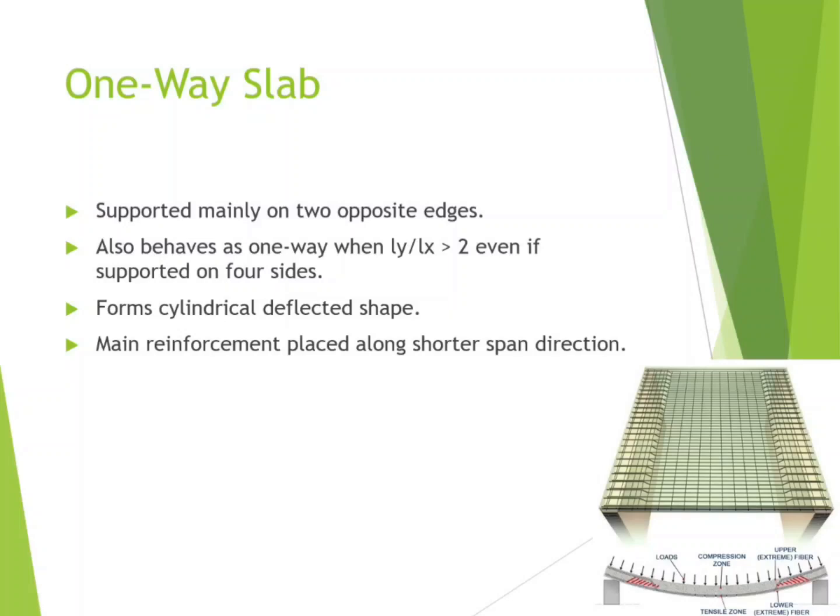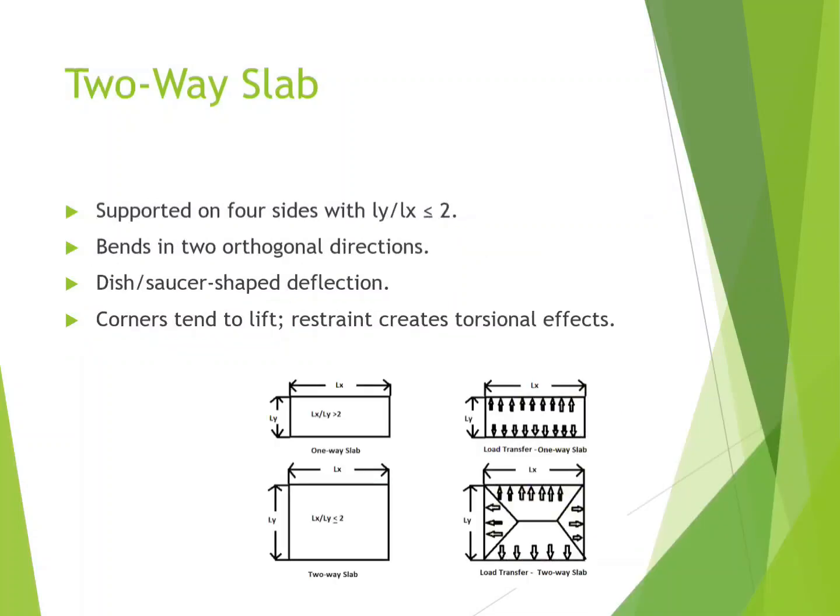It creates what we call a cylindrical deflected surface. This means it essentially bends in just one direction. Because it only bends across that short gap, we place our main structural tension steel bars strictly along that shorter spanning direction to fight the bending.